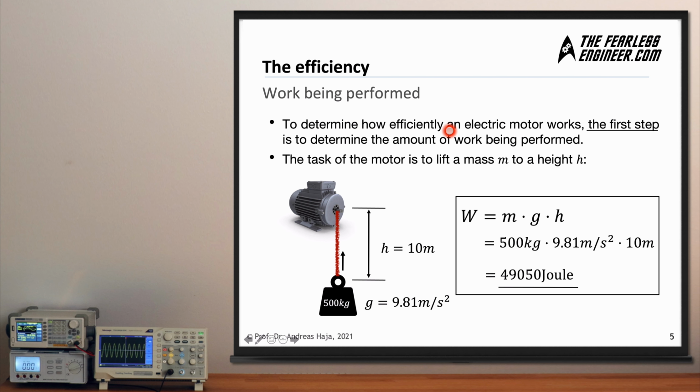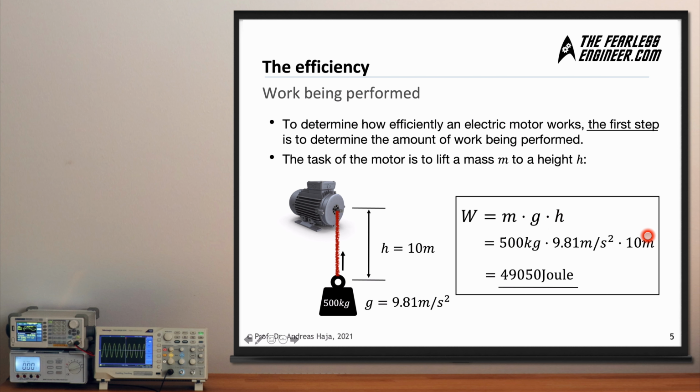And in the first step, we want to determine the amount of work being performed. So in order to find out how much energy we need to perform this task, we first need to know the change in potential energy which the weight experiences when we lift it to a height of 10 meters. And this can be easily done by using this simple formula here. The work needed to be performed on this weight is the product of the mass of the weight times the gravitational pull of the Earth times the height to which we want to lift it, which is 10 meters.